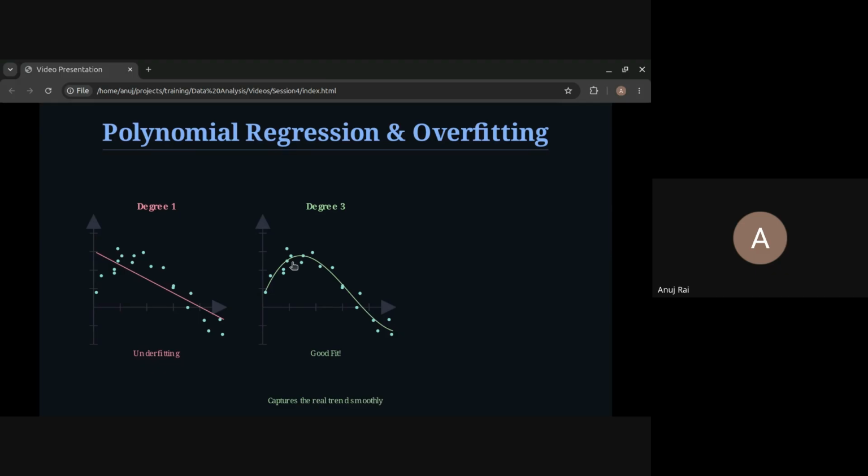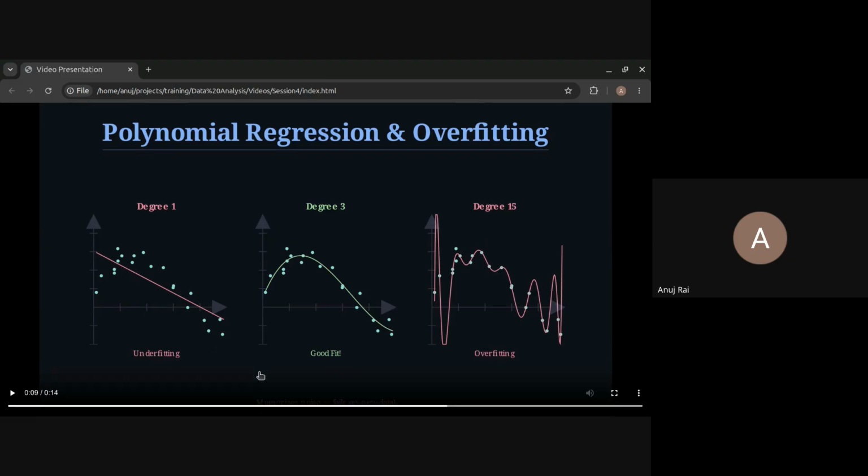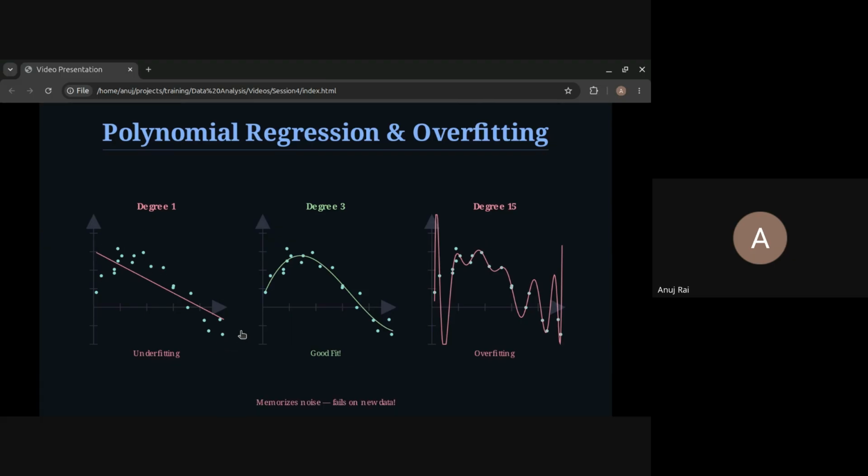So for degree 3, and here when degree 15 is there, you can see that although it is fitting all the data points, this is called overfitting. So there is the concept of underfitting, when your model, whether it is a line or hyperplane, is not fitting the data points properly. So you need to increase the degree. That is, you have to go for polynomial regression.